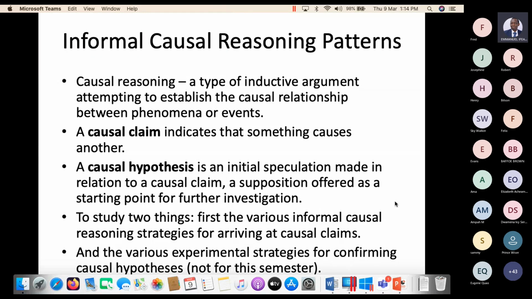So that's what we mean by the first thing: the various informal causal reasoning strategies, those strategies that we human beings employ every day, from the moment we wake up to the moment we go back to sleep, identifying causes. The second thing to study is the various experimental strategies for arriving at causal hypotheses, but that's not for this semester. We'll just look at the various informal causal reasoning strategies for arriving at causal claims.